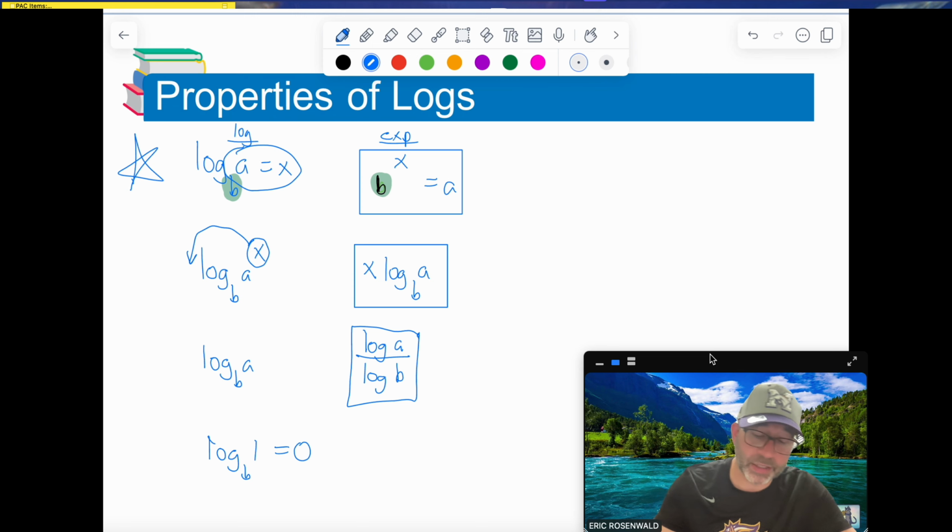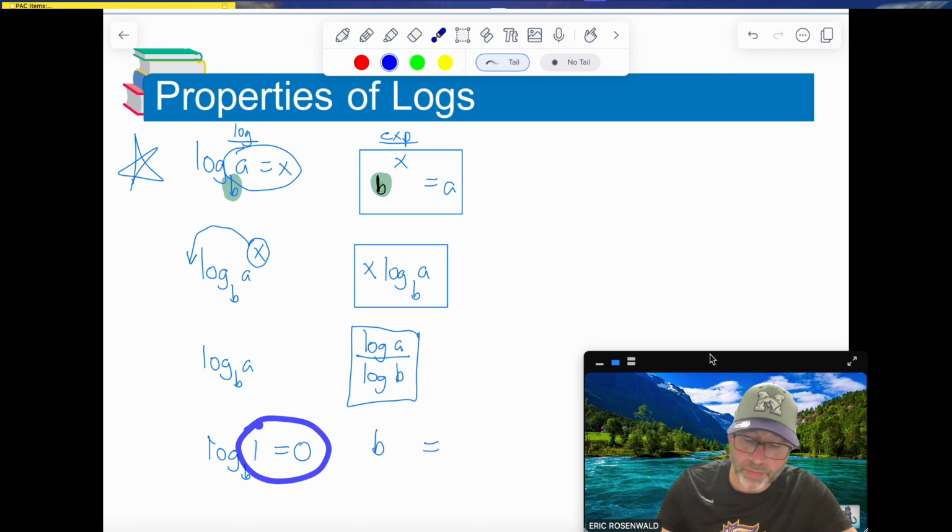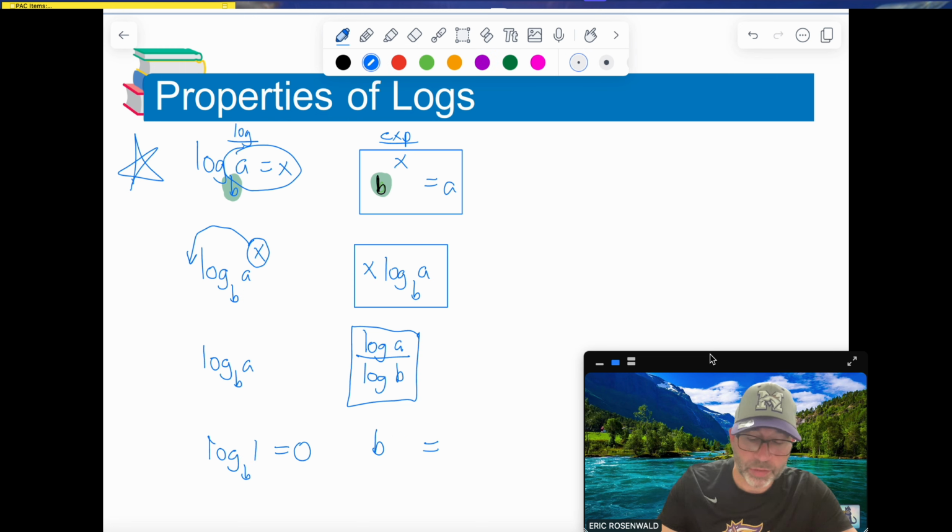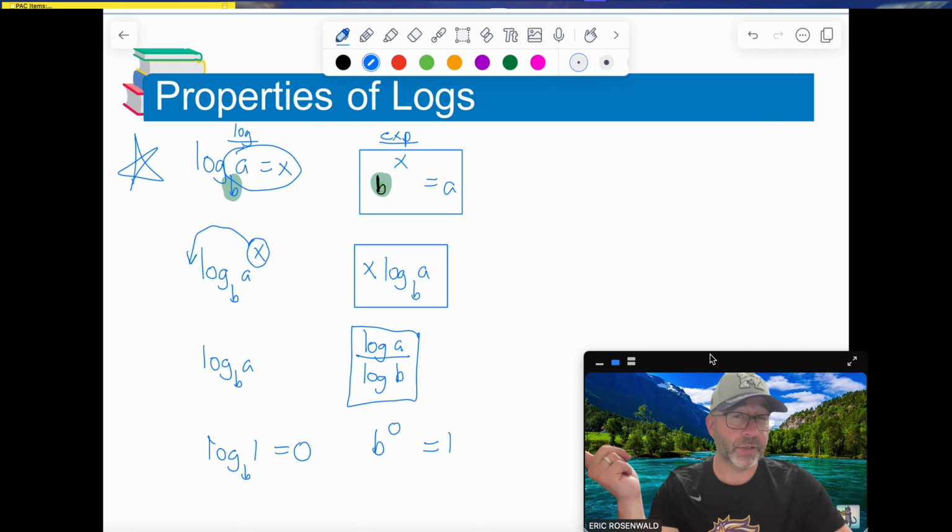The rationale is that if I did the conversion, b is the base, and remember what's going to happen is these two will swap places. If I swap their places, I put a 0 here and a 1 here, anything to the 0 power is simply going to equal 1. So b to 0 equals 1. That's just using that very first rule that we established earlier.